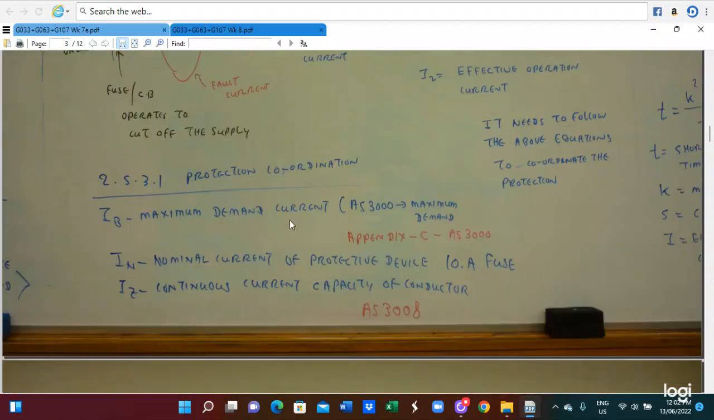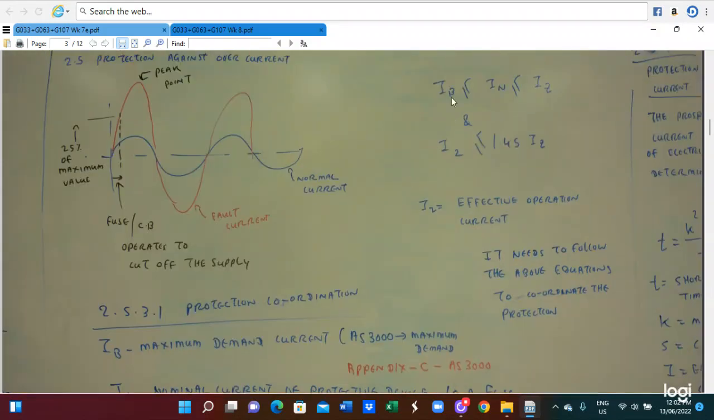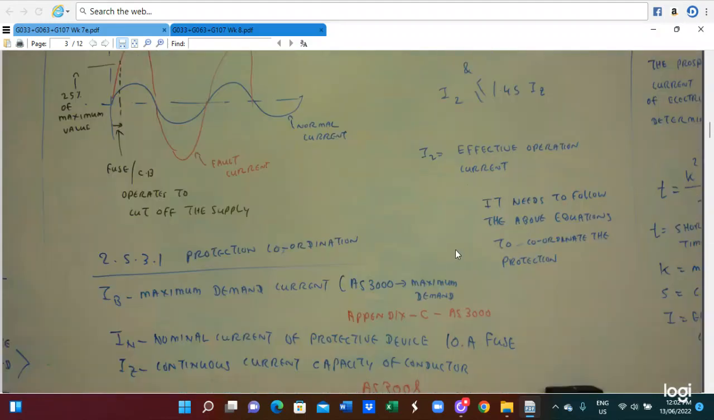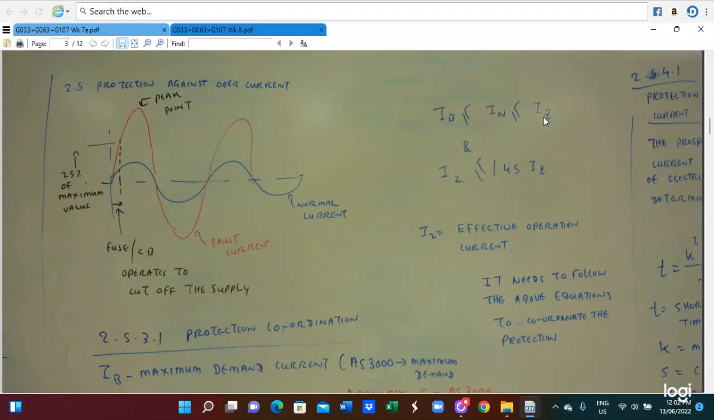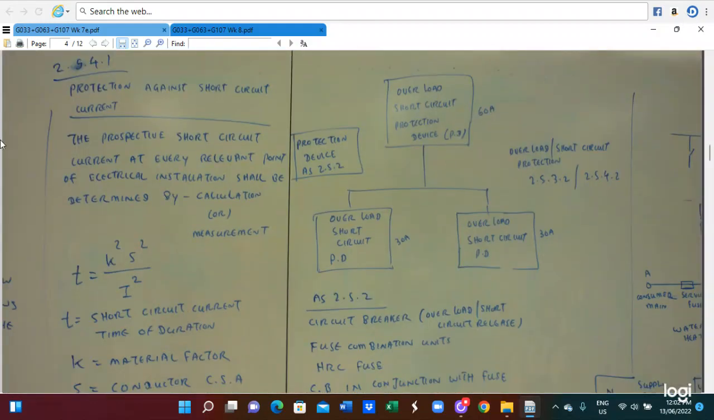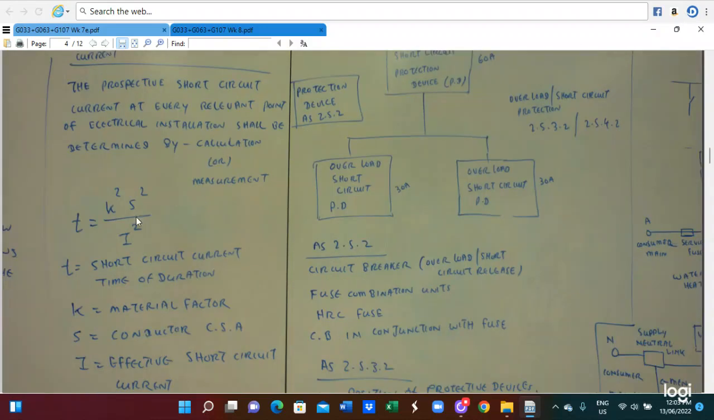Therefore, the maximum demand current is less than or equal to the nominal current of the protective device, and also the continuous current carrying capacity of the circuit. So this equation must be followed to do the protection coordination. The prospective short circuit current at the relevant points of the electrical installation shall be determined by calculation. So the calculation is t equals k squared S squared over I squared. This equation is utilized to calculate the protection against short circuit current.